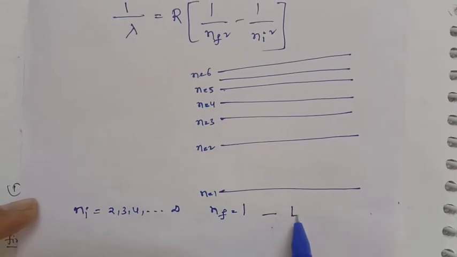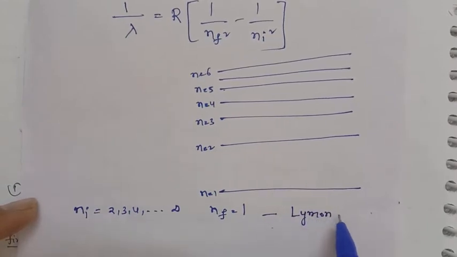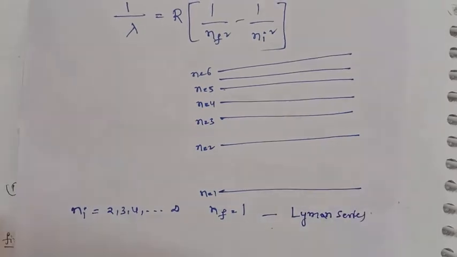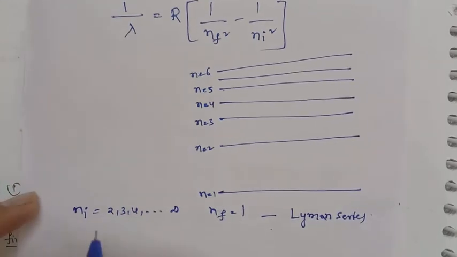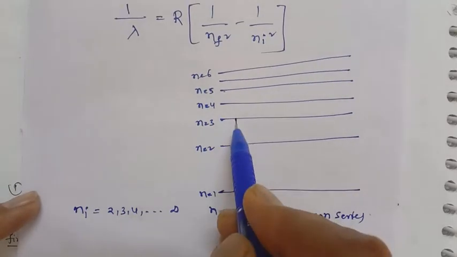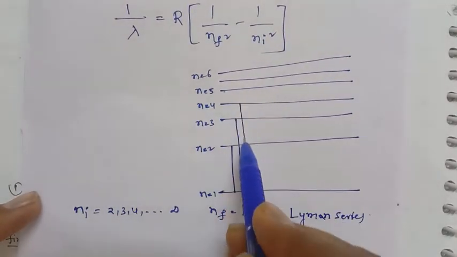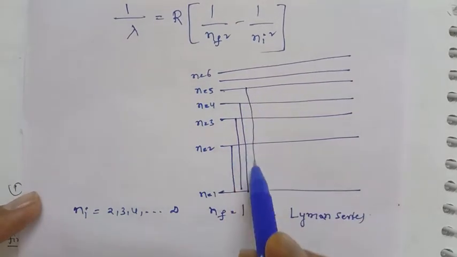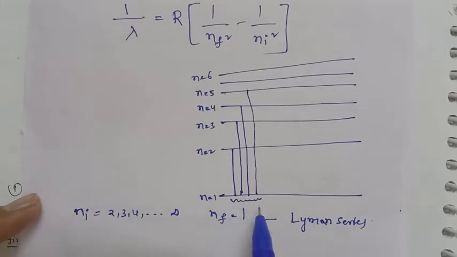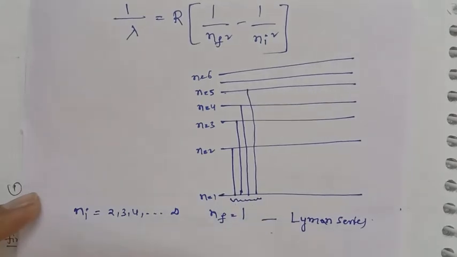Then that series is called the Lyman series. Here the electron makes a transition from 2 to 1, or 3 to 1, or 4 to 1, or 5 to 1. This type of spectrum is called the Lyman spectrum, and this series is called the Lyman series.